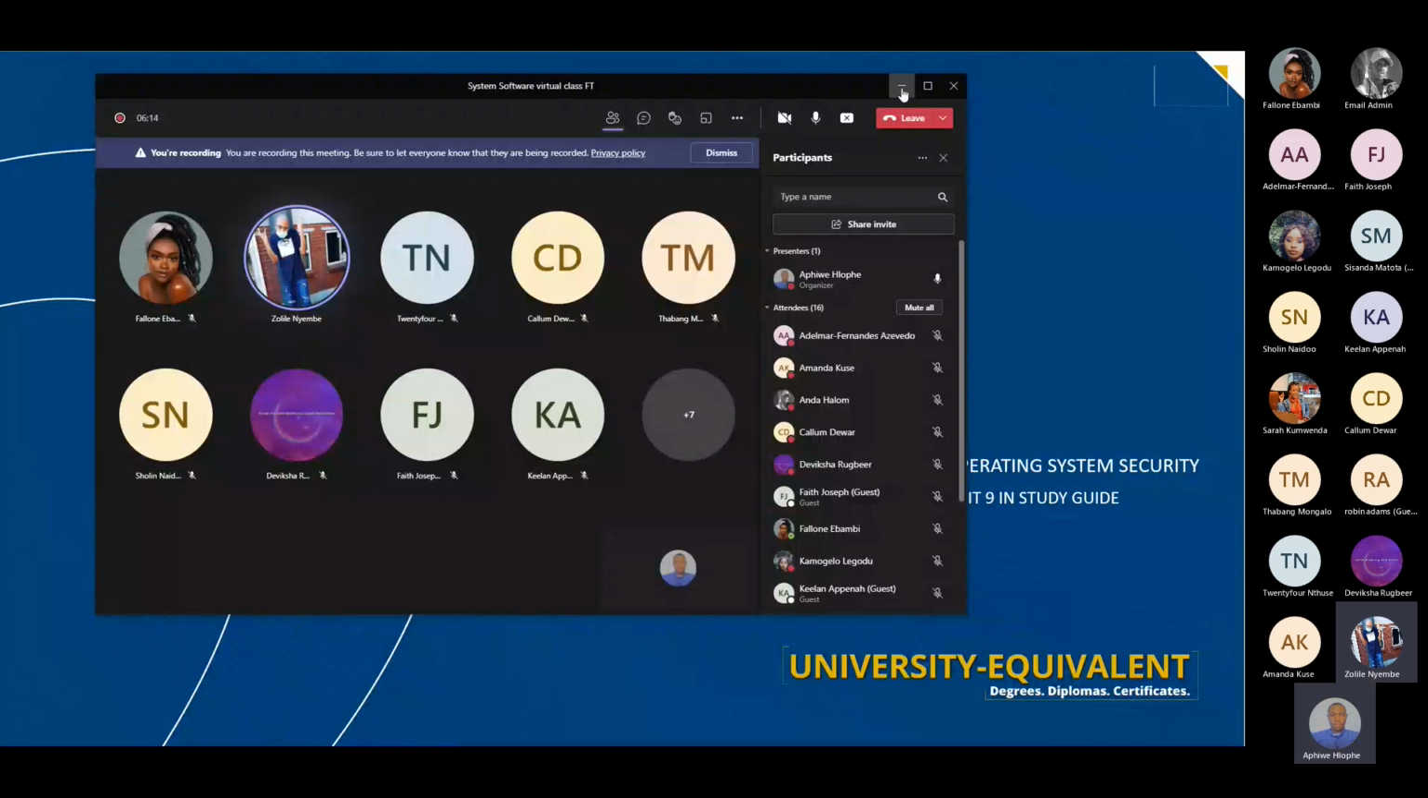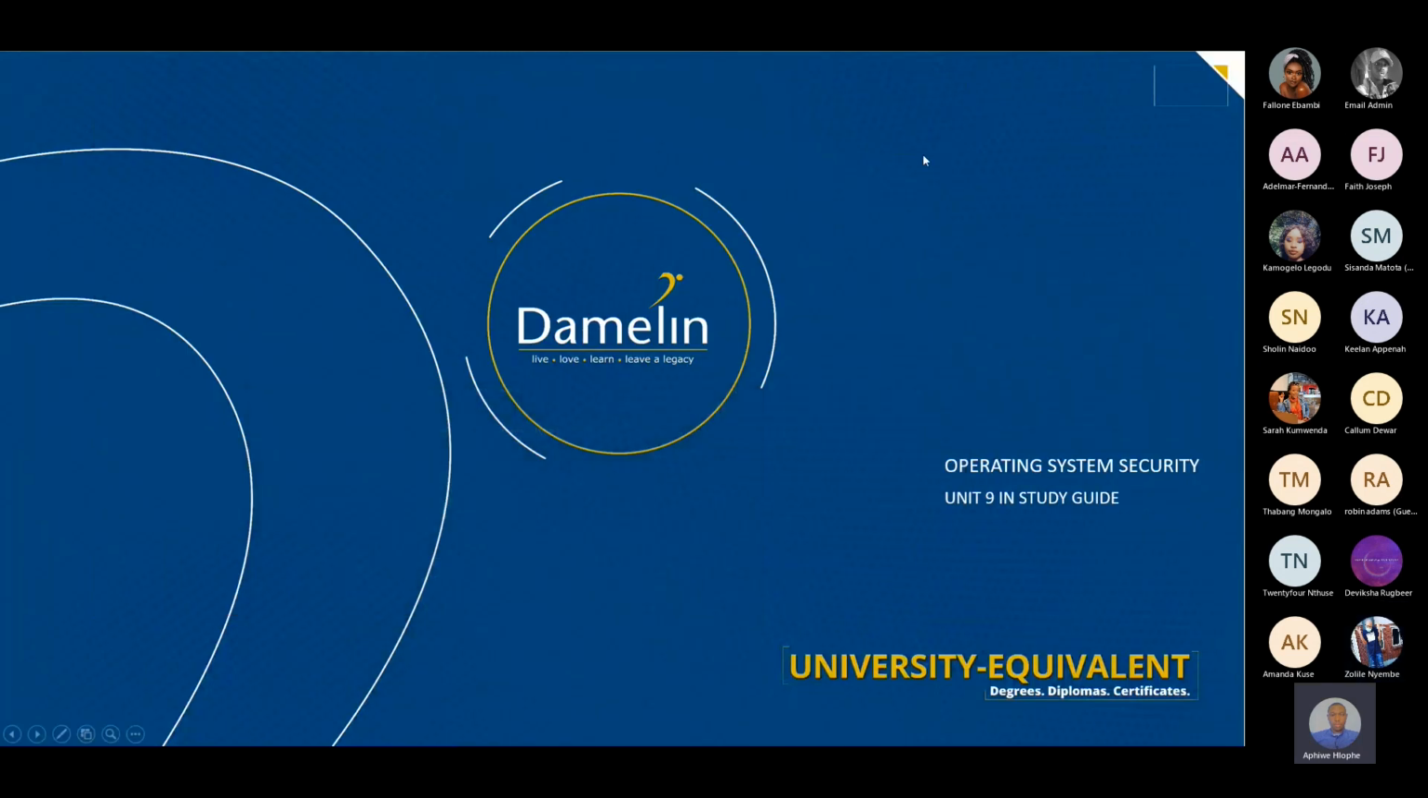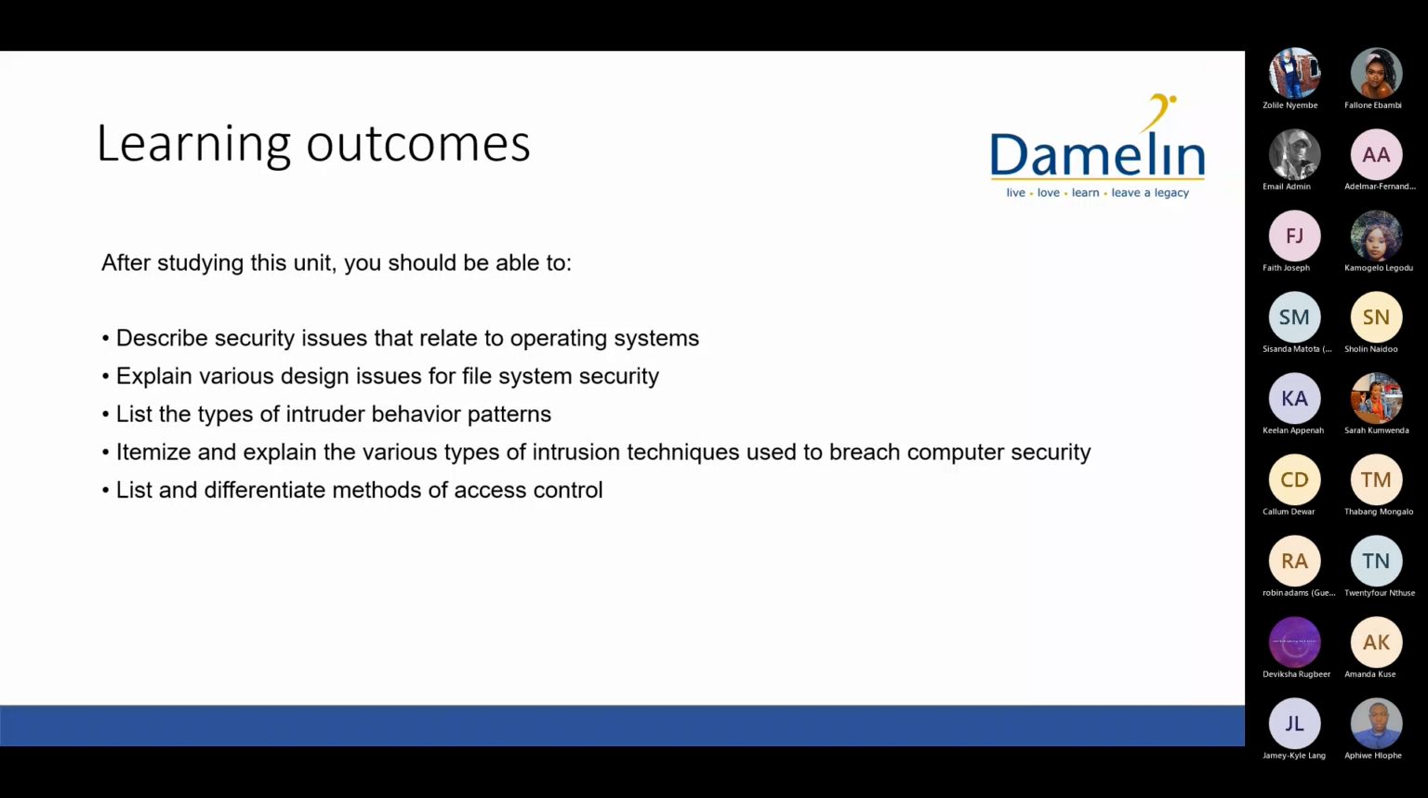Yes, sir. Okay, perfect. So the topic we're going to cover for today is operating systems security, which is study unit 9 in the study guide. We will cover the following learning outcomes: describe security issues that relate to operating systems, explain various design issues for file system security, list the types of intruder behavior patterns, itemize and explain the various types of intrusion techniques used to breach computer security, list and differentiate methods of access control.